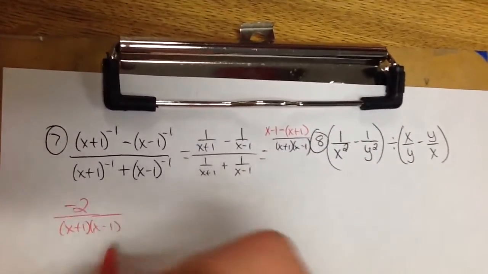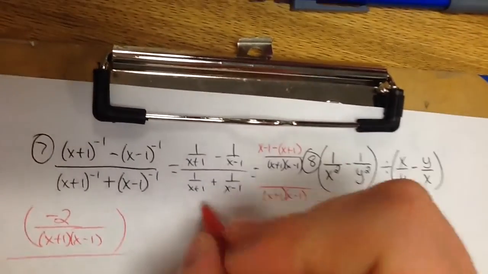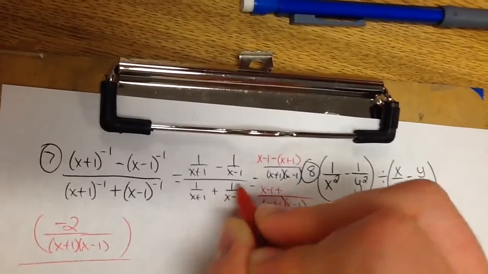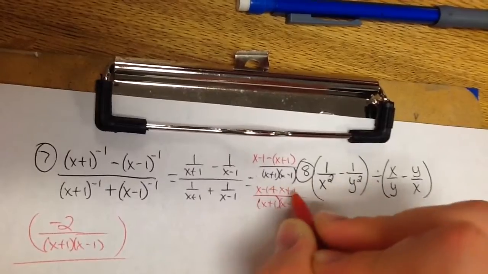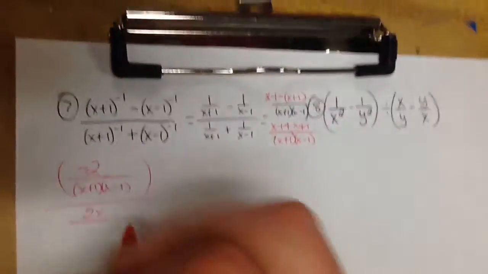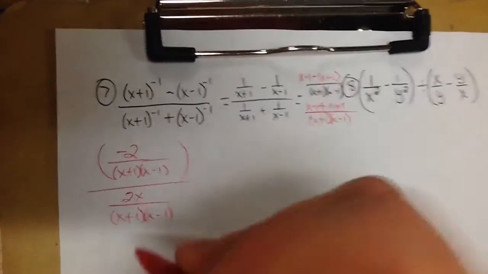There's your top. And then on bottom, that's this one. Again, we had x plus 1, x minus 1. So that one gets multiplied by x minus 1. Plus, that one gets multiplied by x plus 1. X plus x is 2x. The 1s get canceled. So I'd have 2x over x plus 1, x minus 1. Flip and multiply. I think we're just going to get negative x here.